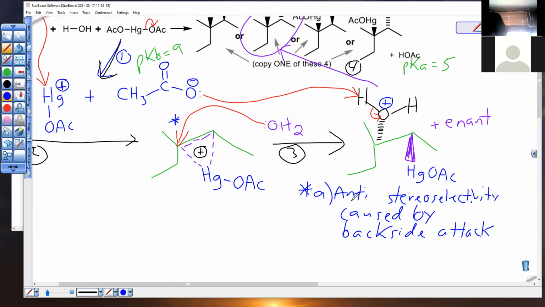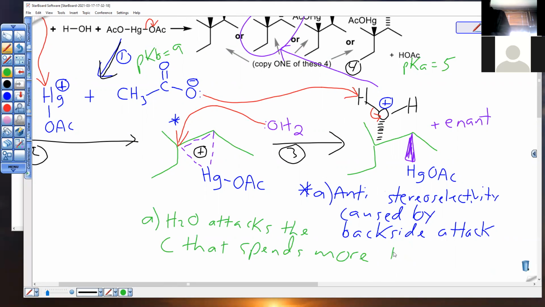And the reason why we have the O on the more substituted carbon and the mercury on the less substituted carbon is another discussion entirely. So it's also part of A, but it's a separate discussion. H2O attacks the C that spends more time as a C+, which is a carbocation.